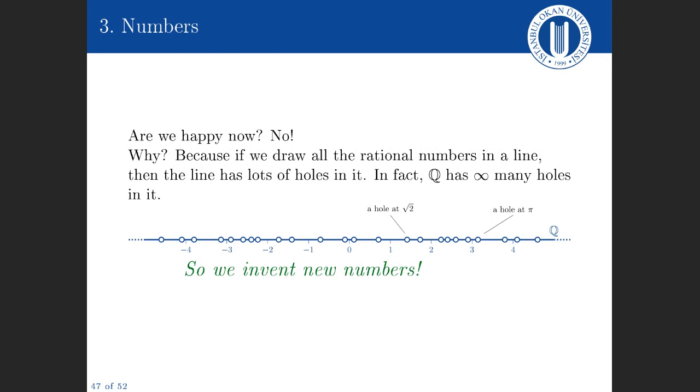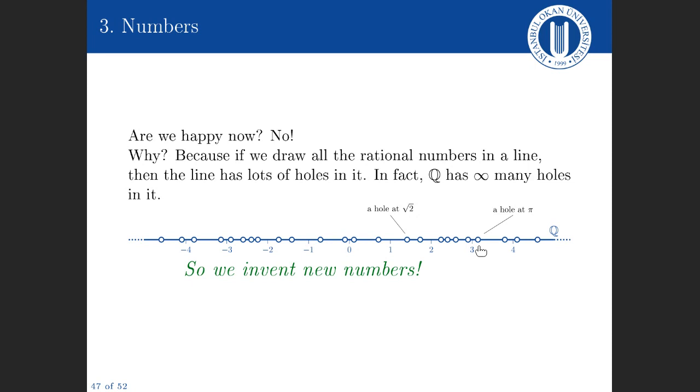So are we happy now? Do we have enough numbers to be able to do mathematics? And the answer is no, we're not happy. Why are mathematicians not happy with Q? Because if we try to draw the set of rational numbers in a line, then the line has lots of holes in it. For example, √2 is not a rational number, so we would have a hole in our line at √2. Pi is not a rational number, so we would have a hole at pi. In fact, Q has infinitely many holes in it.